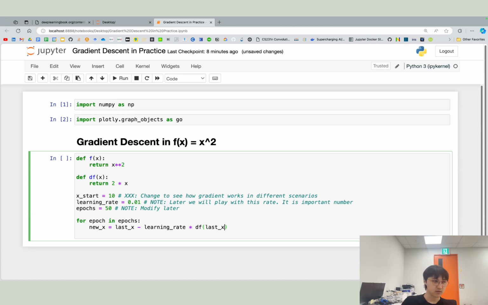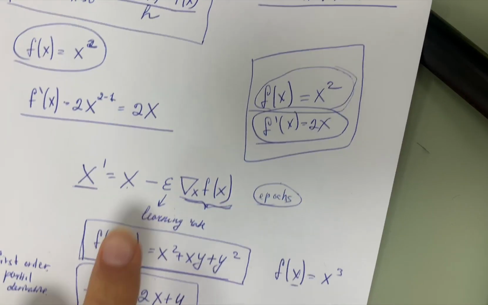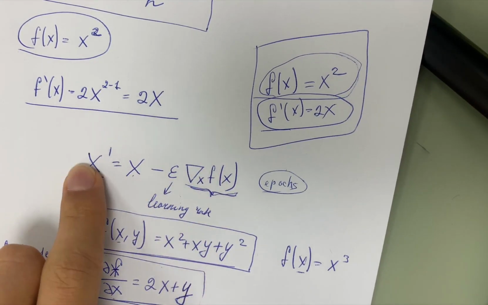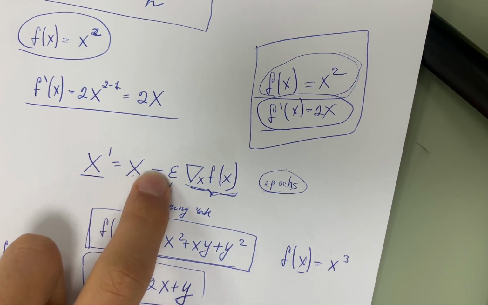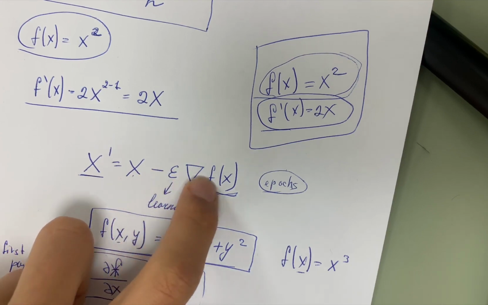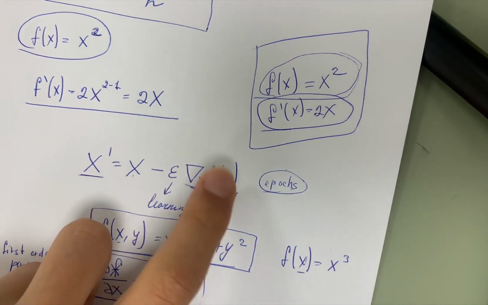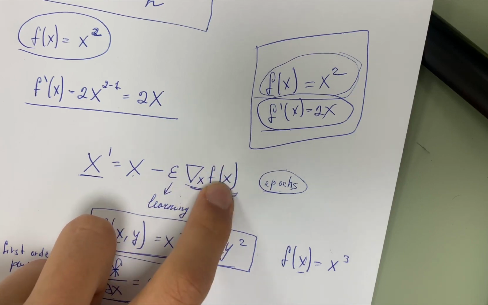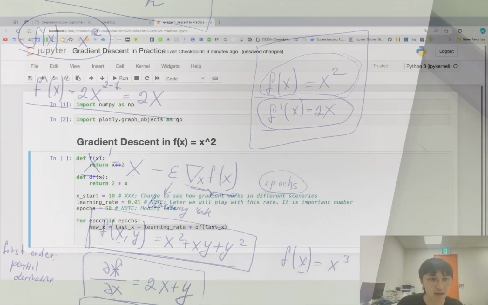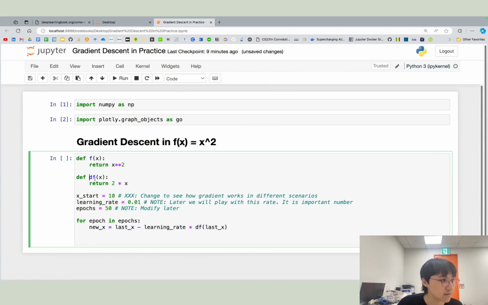Okay, so that was the logic, right? So again, I think you are sleeping. So this one is this one, okay? New x equals last x minus learning rate multiplied by the derivative of the f(x) function. In our case, it is this function, the derivative of the function. So it's that thing, and we are giving it last x.